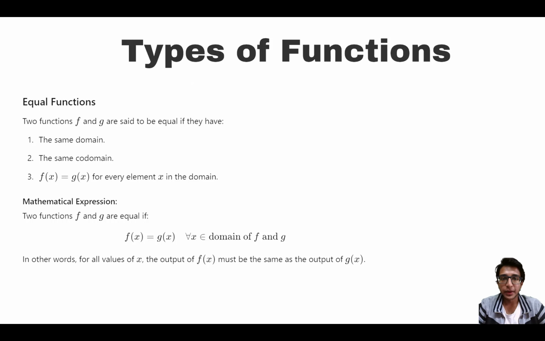So now let's begin with the different types of functions that we have. Firstly, equal functions. What are equal functions? Again, two functions. Let's say we have f as one function, g as one function. They are said to be equal if they have the same domain, they have the same codomain, and f of x is equal to g of x for every element in their domain.